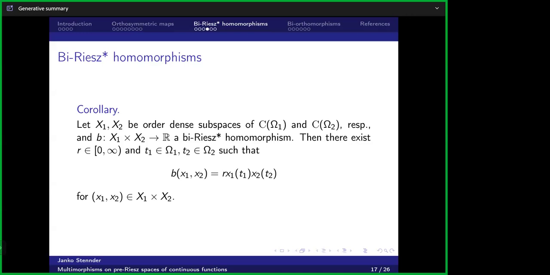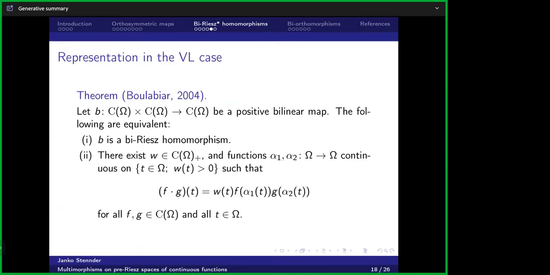But before I show you this, again, a quick reminder of the vector lattice case. There's some positive bilinear map on the space of continuous functions. This is the bi-Riesz homomorphism, where we get some positive weight function and two continuous maps on our space. That will only be continuous, of course, on the set where our weight is strictly positive. Then the multiplication is the weight composition.